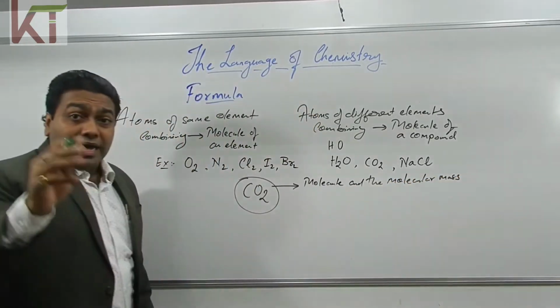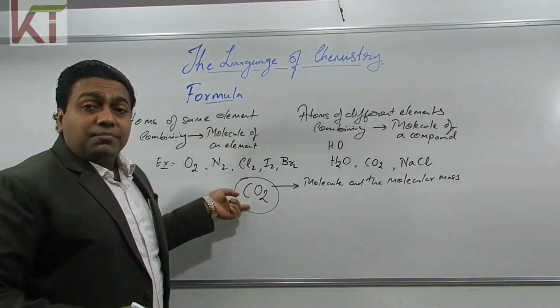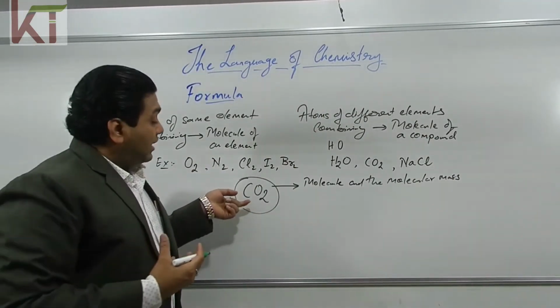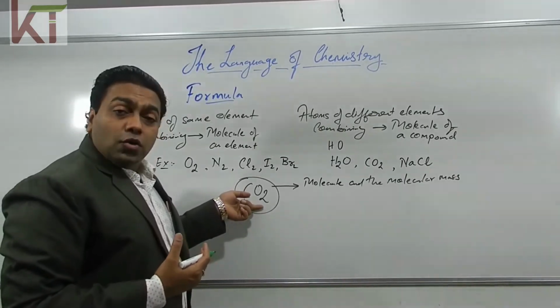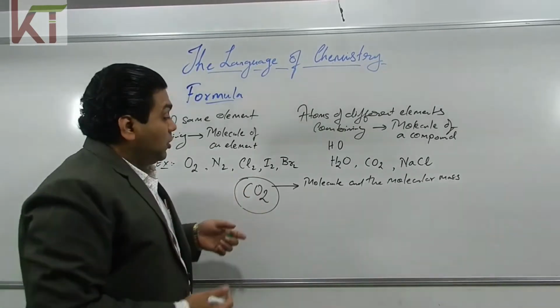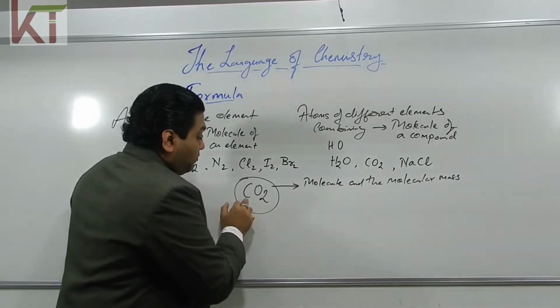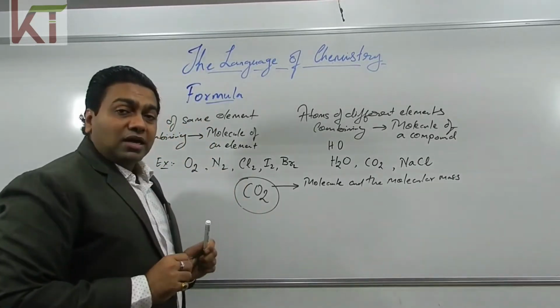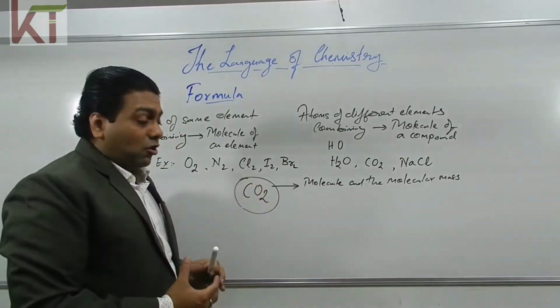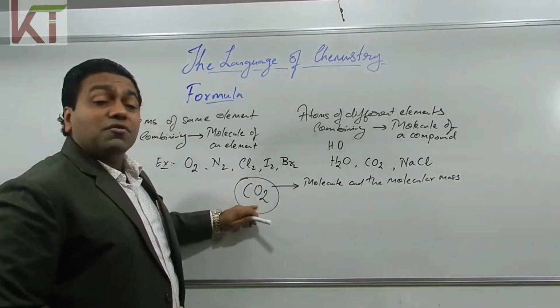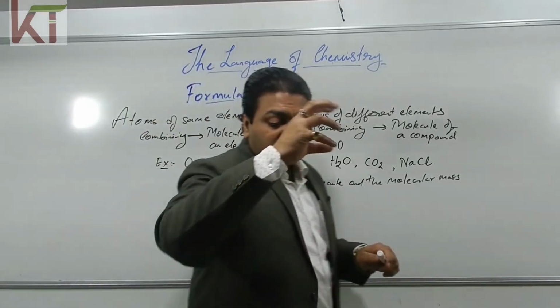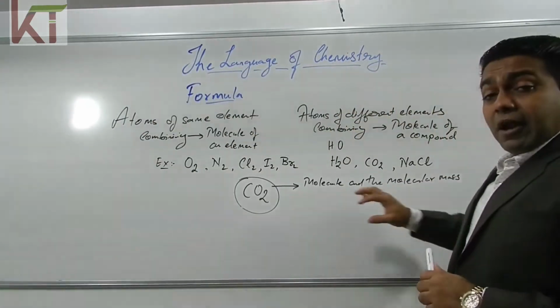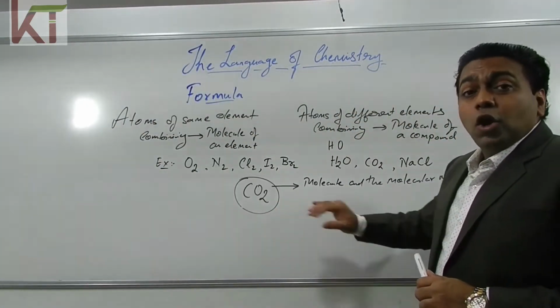How is that known? I'll come to that also, because in the periodic table we know the atomic mass of carbon, we know the atomic mass of oxygen. So in short, I know the mass of oxygen, the mass of carbon, and when I add them all together, I get the molecular mass of carbon dioxide. So that is the very first information that I get from the molecular formula or the chemical formula.